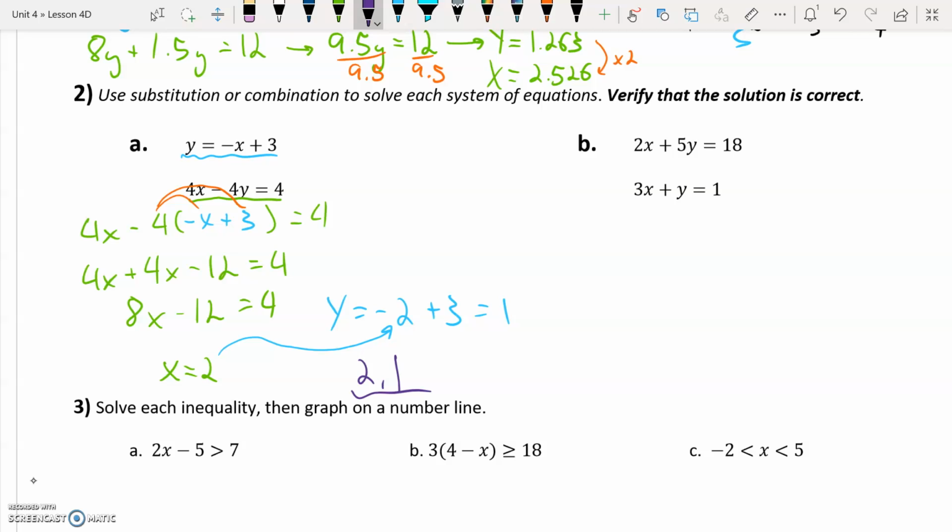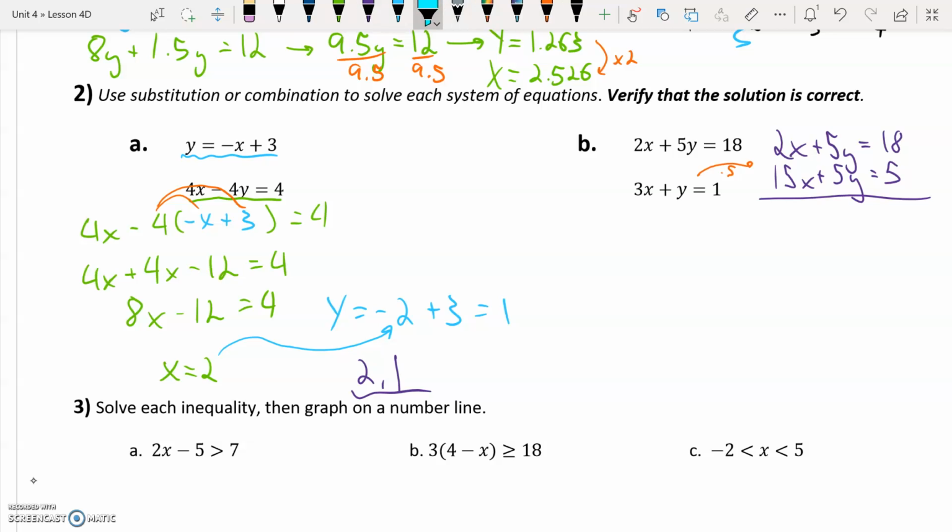The x's or the y's have a matching value, and then you can use one of those combination strategies to cancel out a variable. On this one, because it's nice when we only have to mess with one of the equations, we'll leave the top one the same: x plus 5y equals 18. But on the bottom one, I'm going to multiply all of my terms by 5. And so if we do that, we end up with 15x plus 5y equals 5.